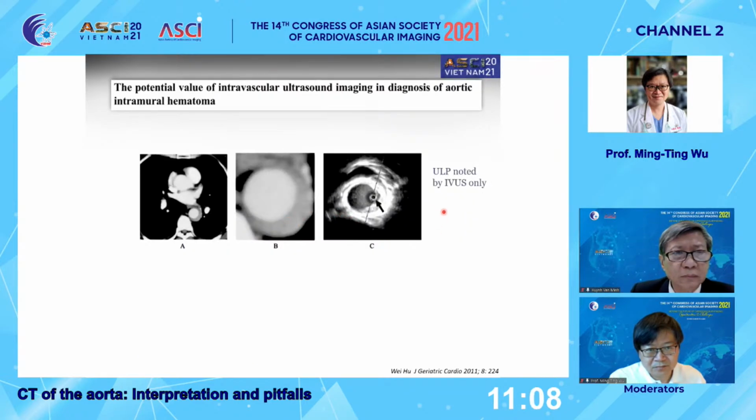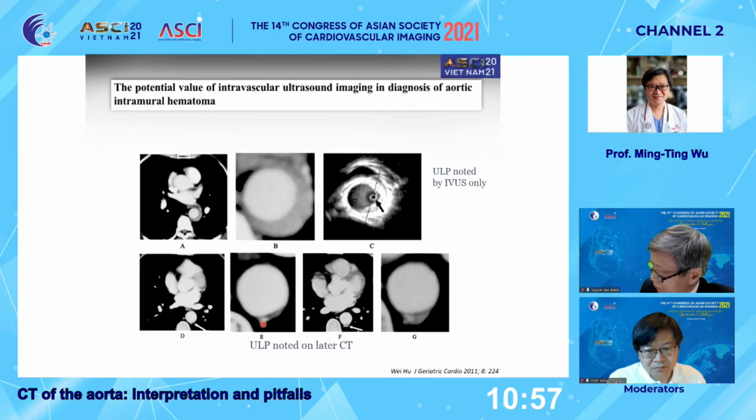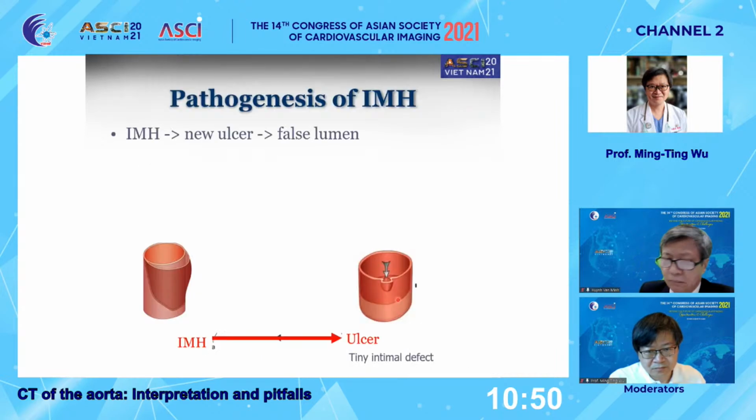Study using intravascular ultrasound further review shows there is an ulcer projection but it cannot be seen by CT scan. And follow-up CT scan shows the enlarged ulcer projection, so therefore it can be seen on the CT scan. The third proposal is that it comes from intramural hematoma and develops a new ulcer and false lumen.